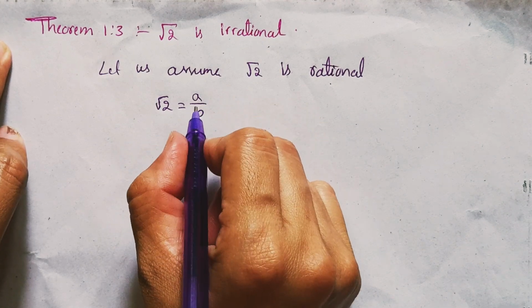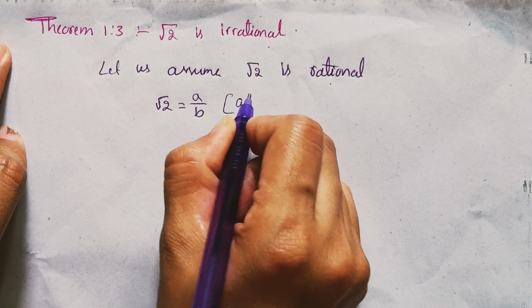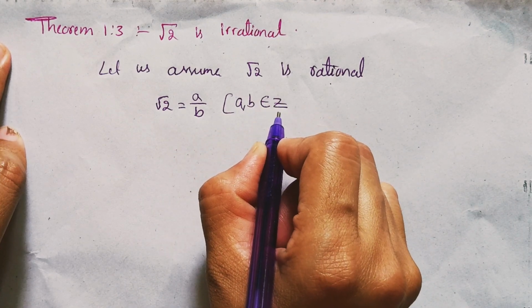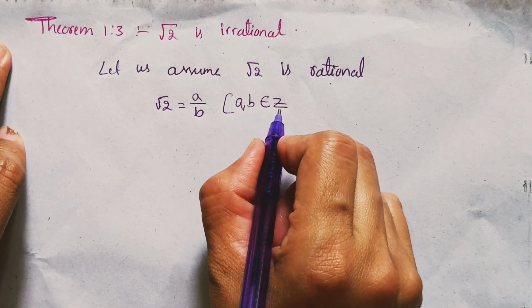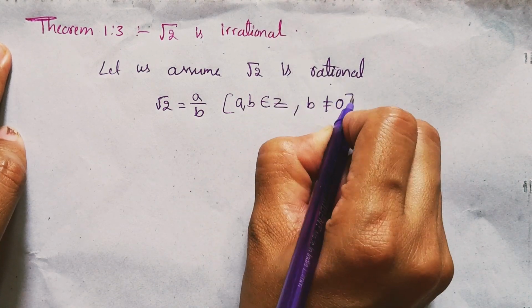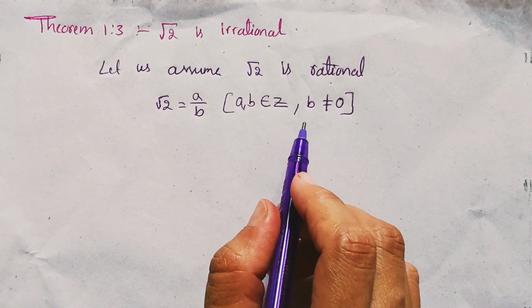So you can take a/b or p/q, where a, b belong to Z. Z is the symbol for integers. So a and b belong to integers and b is not equal to 0. Have you got this point?